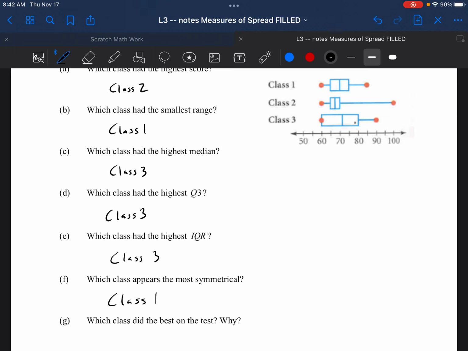Why? We could say Q1 to Q2 and Q3 to Q4 are about equal. And then whiskers are closest, right, in length of the 3 classes. That's what I would say.